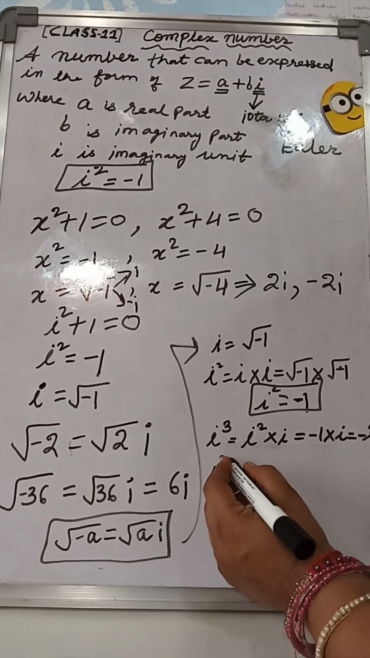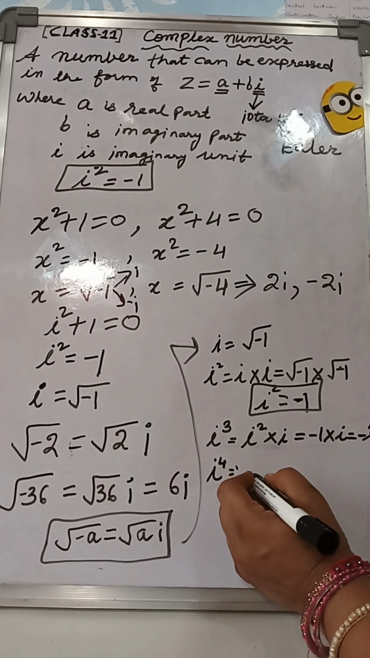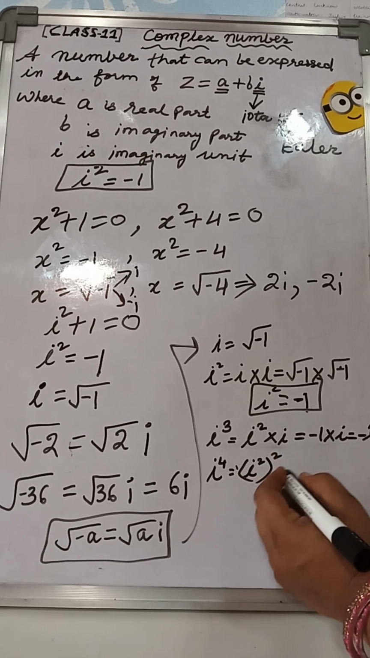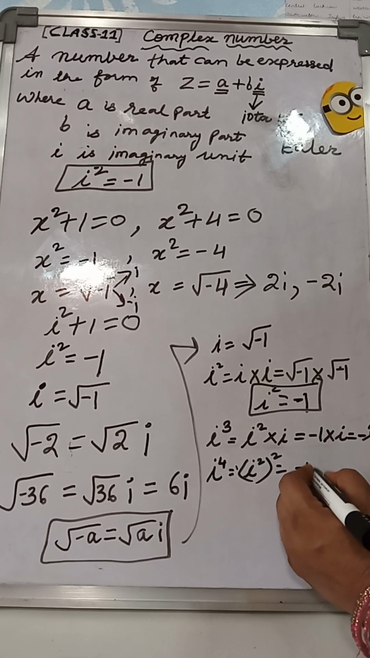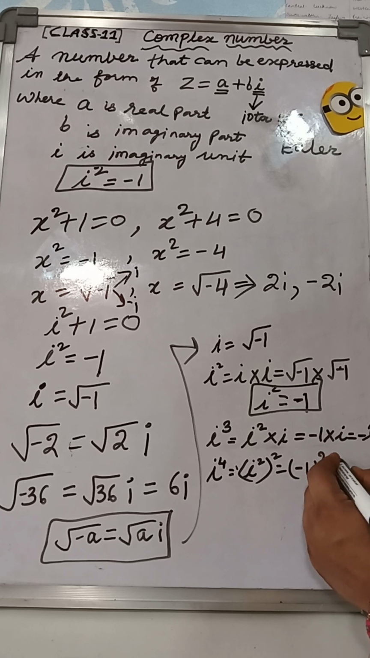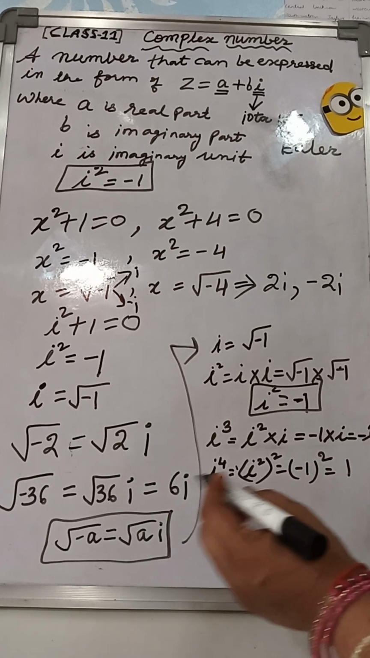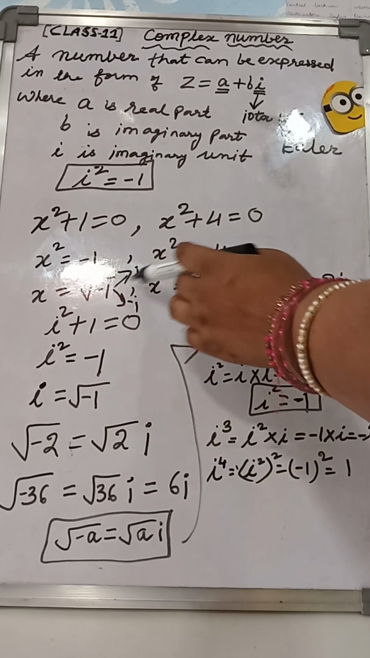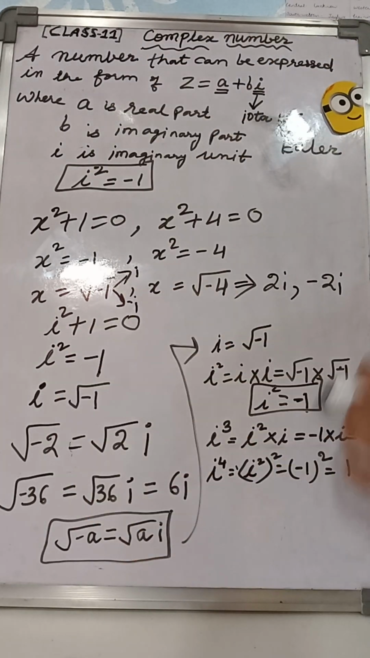Similarly, iota to the power 4 is equal to iota square whole square. We can write like that. Iota square is minus 1. So minus 1 square, and the square of minus 1 is positive 1. In this way, we can write. If square root of negative is coming, then we can put iota and minus iota. So this is complex number.